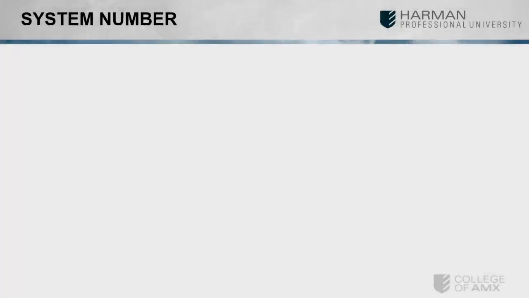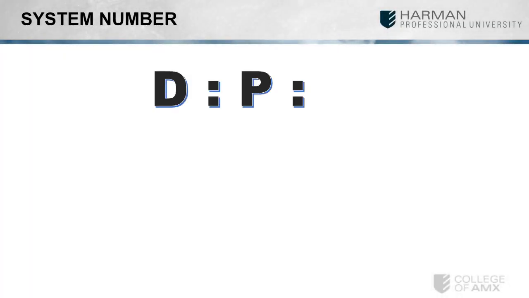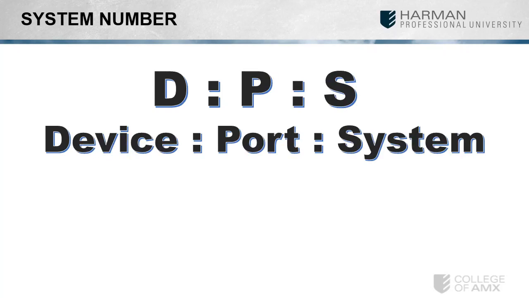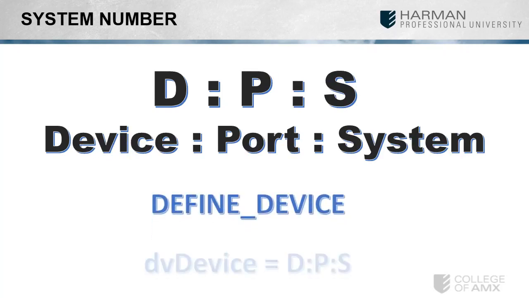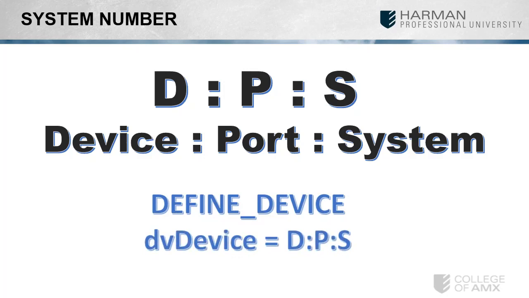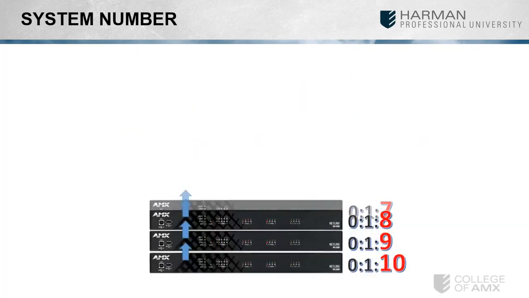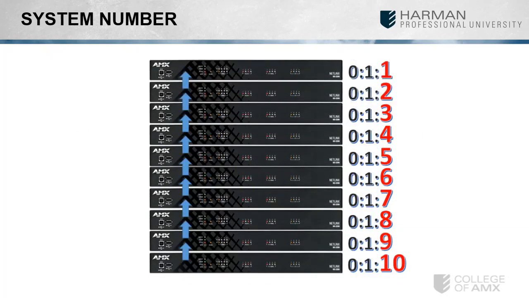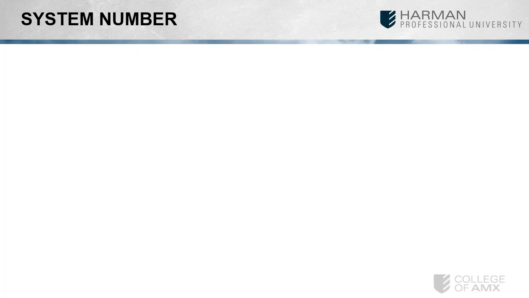The final part of our DPS discussion is the S, which stands for System Number. Looking at the big picture, keep in mind that one Netlink's master equals one system. If you have 10 masters, even if they are all in the same rack and are all communicating via master to master, you still have 10 systems. Also importantly, each of those masters must have a unique system number assigned to it.